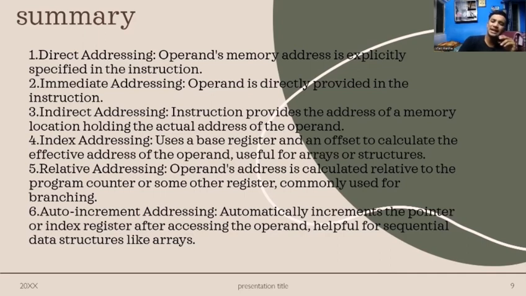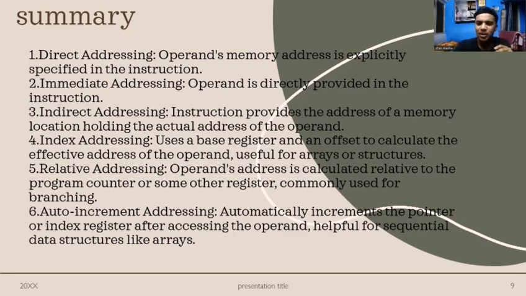The fourth one is the index addressing. It uses a base register and an offset to calculate the effective address of an operand. Useful for arrays and structures. To be honest, the index addressing mode is a little advanced one, used in defining structures, which is not for the present third semester people, so you can skip it if you want to.